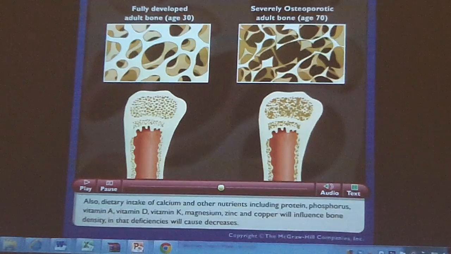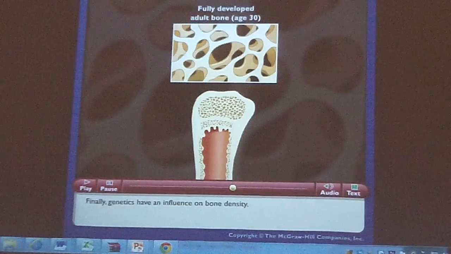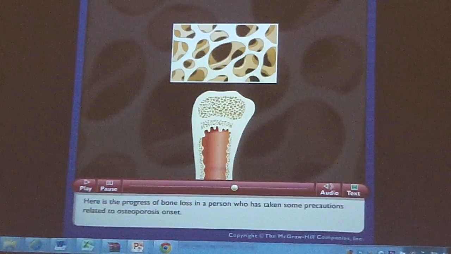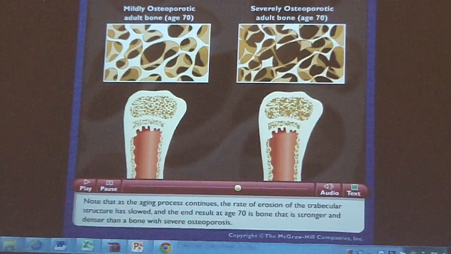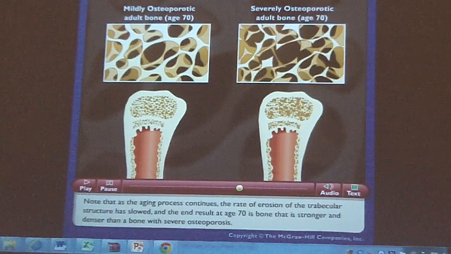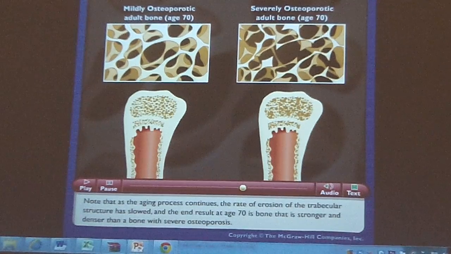Also, dietary intake of calcium and other nutrients, including protein, phosphorus, vitamin A, vitamin D, vitamin K, magnesium, zinc, and copper will influence bone density, in that deficiencies will cause decreases. Finally, genetics have an influence on bone density. Here is the progress of bone loss in a person who has taken some precautions related to osteoporosis onset. Note that as the aging process continues, the rate of erosion of the trabecular structure has slowed, and the end result at age 70 is bone that is stronger and denser than a bone with severe osteoporosis.